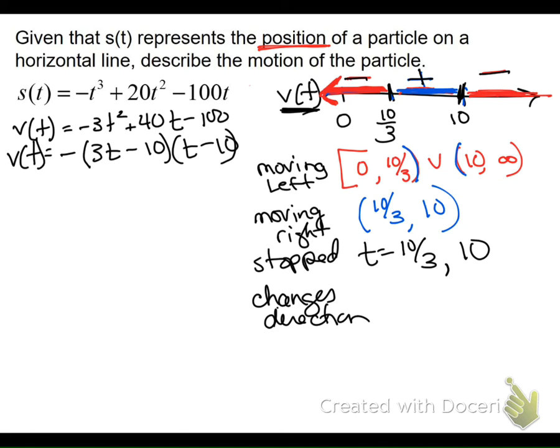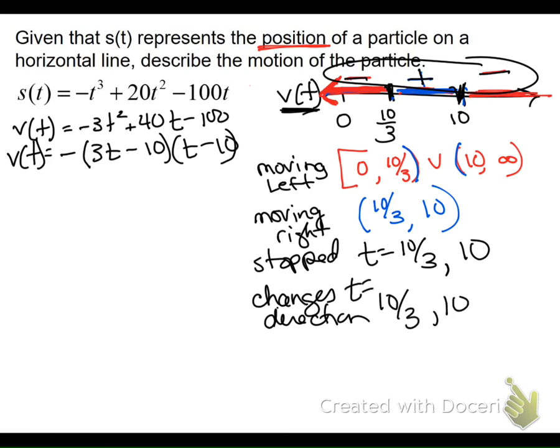And changing directions, velocity has to change sign. So that happens to be the same answer as being stopped here and here, but that didn't have to be true if the signs didn't change. So again, 10/3 and 10, same answer for that one.